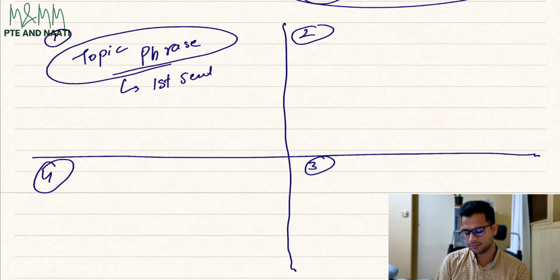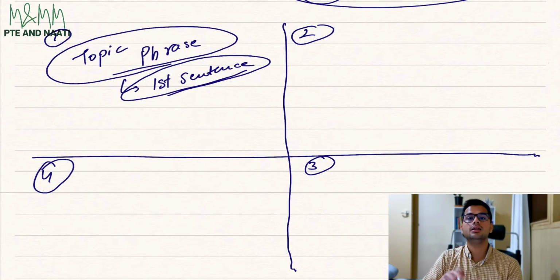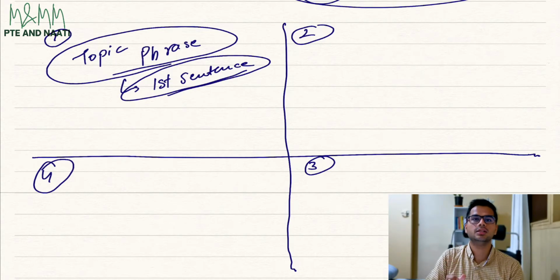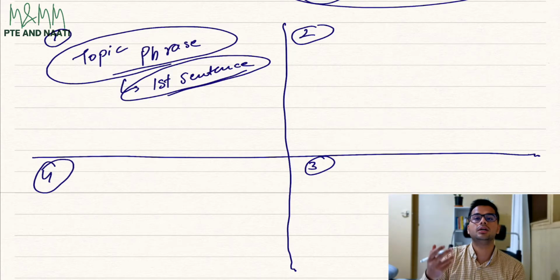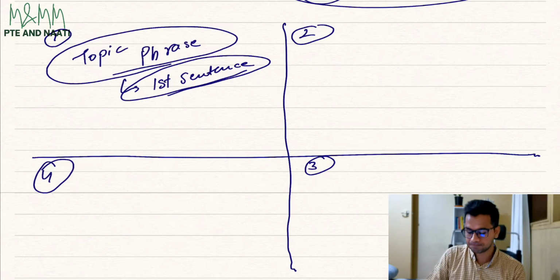Topic phrase simply refers to the first sentence of the audio. So prefer taking a couple of words from the very first sentence, because that is what defines the audio. In most of the cases, you will see that in the first sentence, the computer will speak out the main topic or the title of the audio. So this is what we are aiming for in the first sentence.